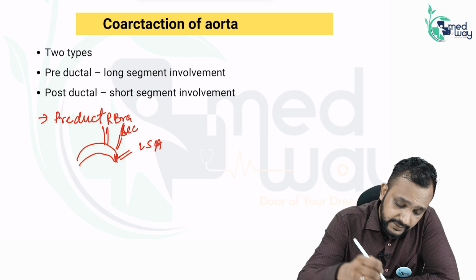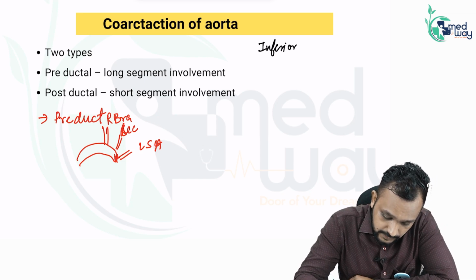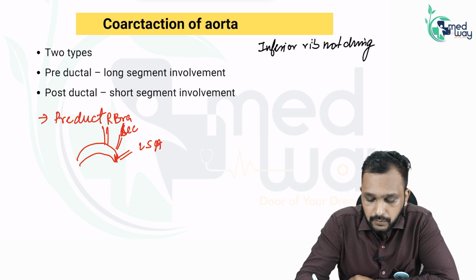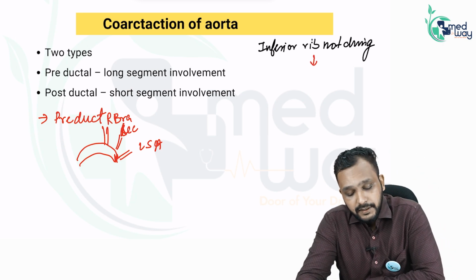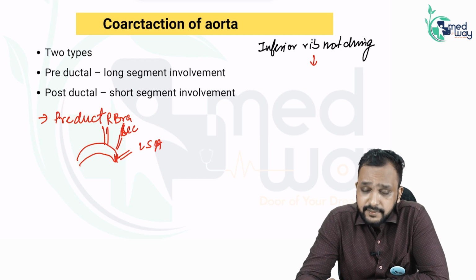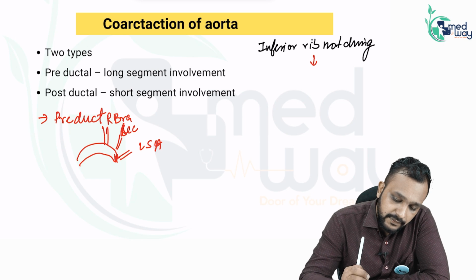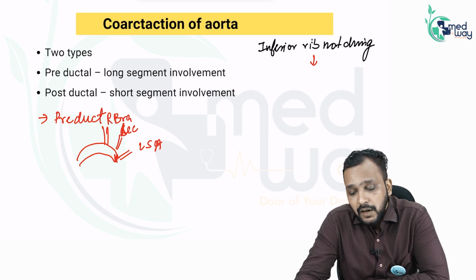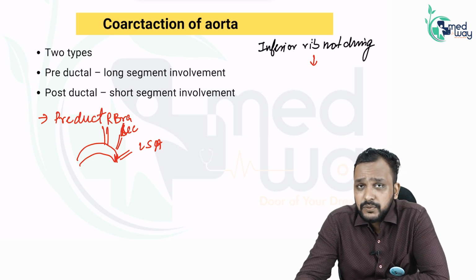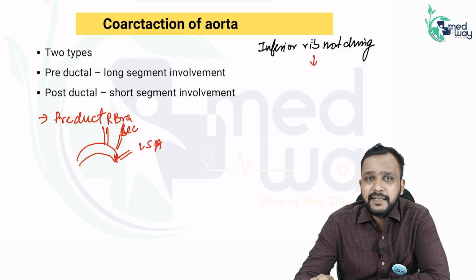So one important sign that we see in these patients is inferior rib notching. Now we should know why we are able to see this inferior rib notching. Guys, we have already discussed there is narrowing in the arteries, right? Now what happens when there is narrowing? There is decreased blood. Now what is our body trying to do? It is trying to compensate for that decreased blood supply to the descending aorta.